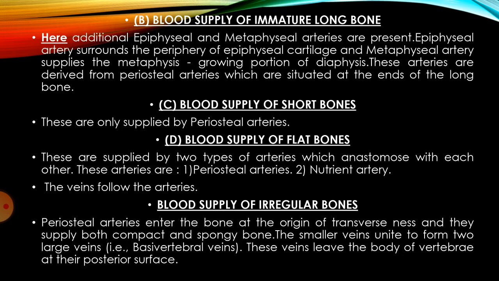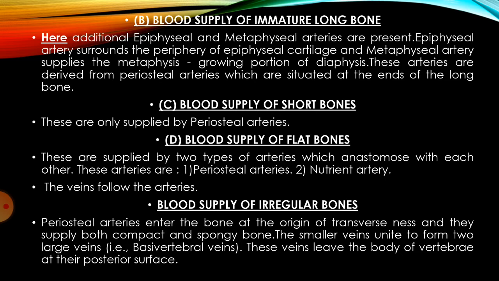Blood supply of immature long bone. Here the additional epiphyseal and metaphyseal arteries are present. Epiphyseal artery surrounds the periphery of epiphyseal cartilage and metaphyseal artery supplies the metaphysis, growing portion of the diaphysis. These arteries are derived from the periosteal arteries, which are situated at the ends of the long bones. So that's how the immature long bone gets its blood supply.